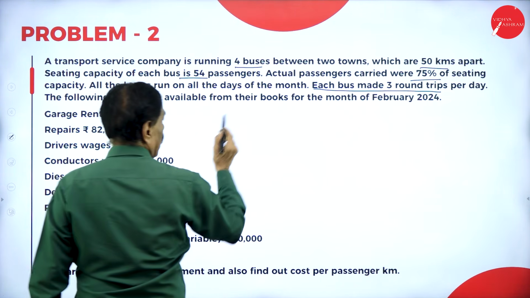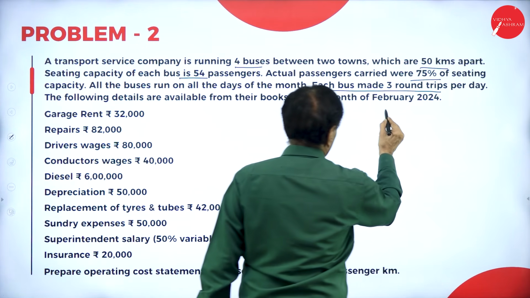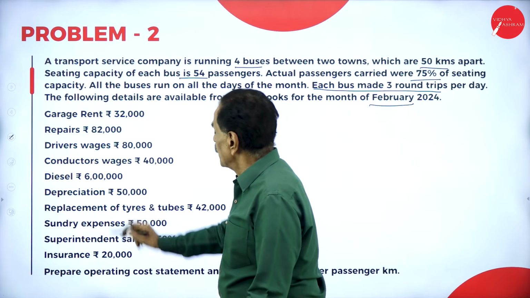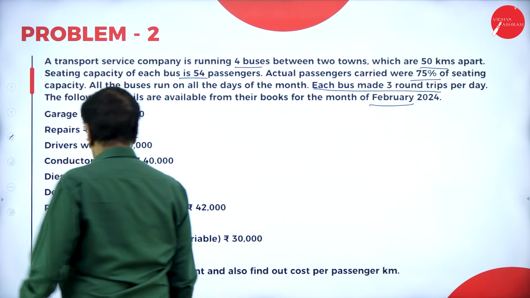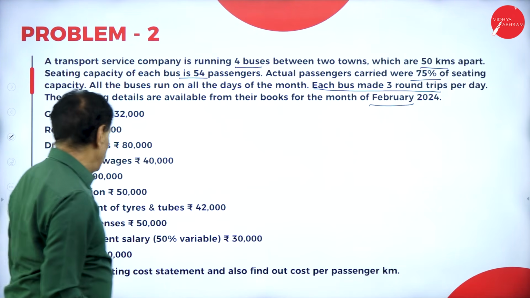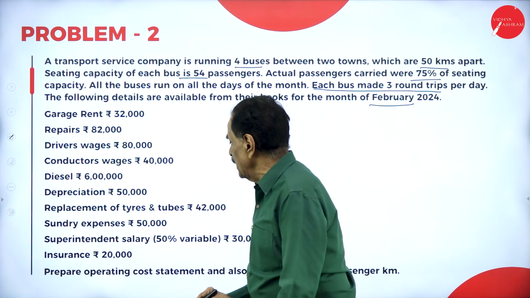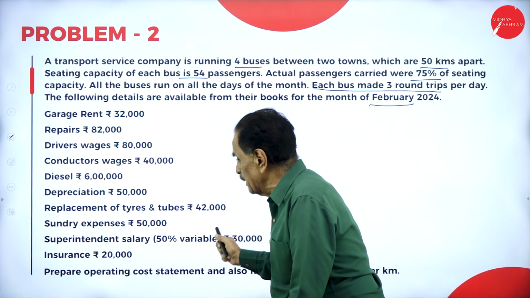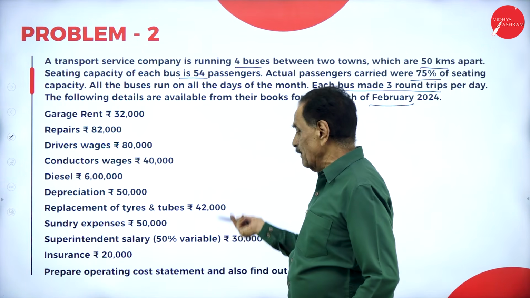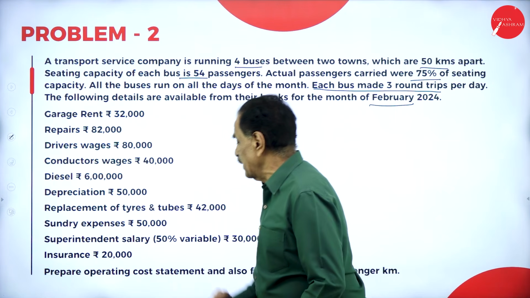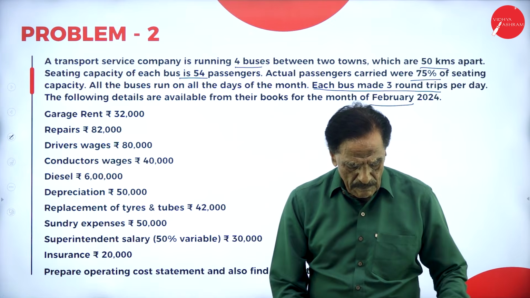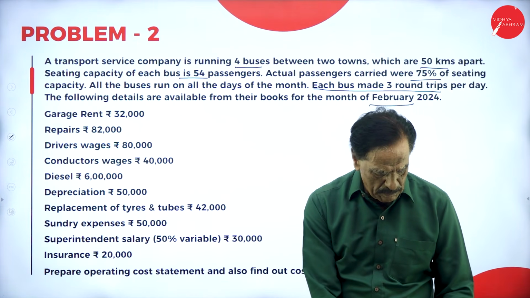The following details are available for the month of February 2024, so 29 days. Garage rent is fixed. Repairs is variable. Driver wages is fixed. Conductor wages is fixed. Diesel variable. Depreciation variable. Replacement of tires and tubes is variable. Sundry expense is fixed. Supervisor salary is 50% variable, 50% fixed. Insurance 20,000 fixed. We have to calculate passenger kilometers.